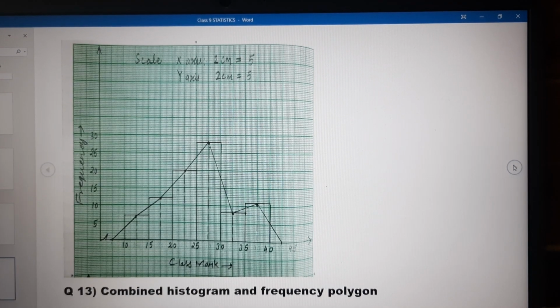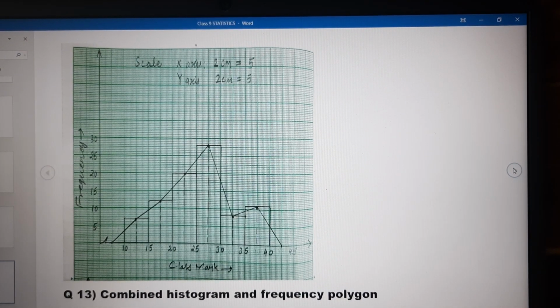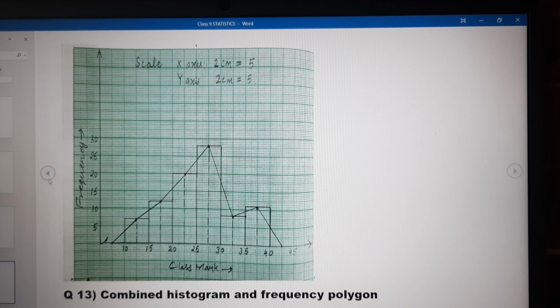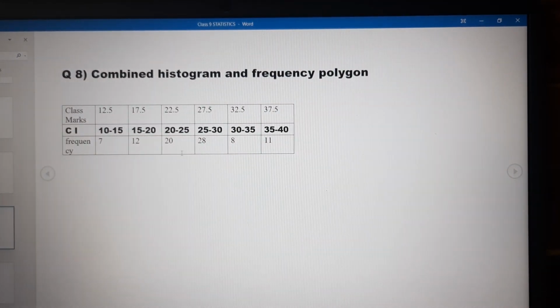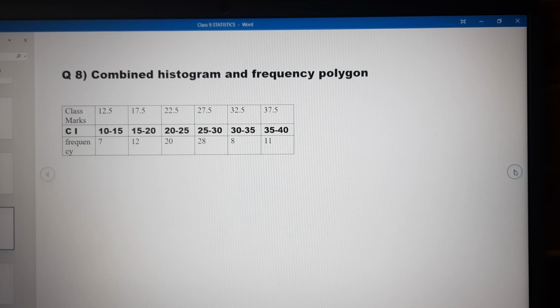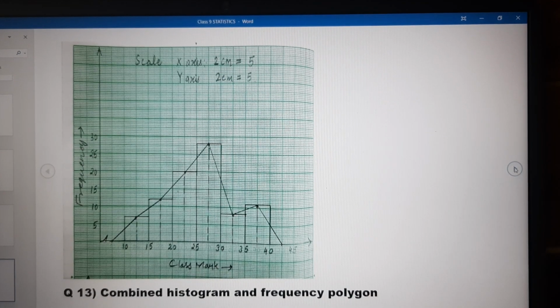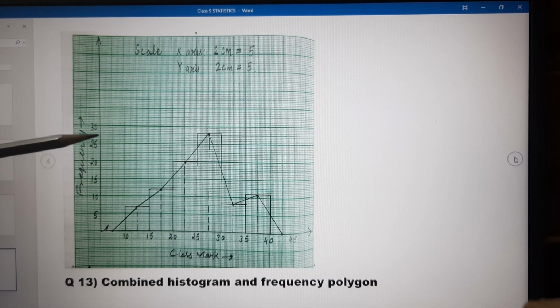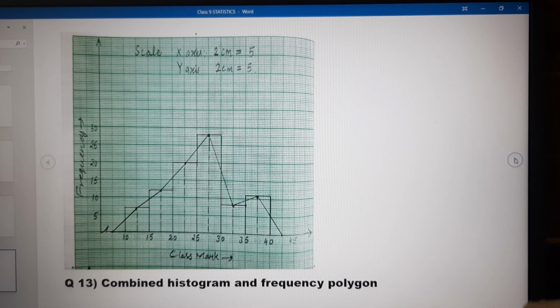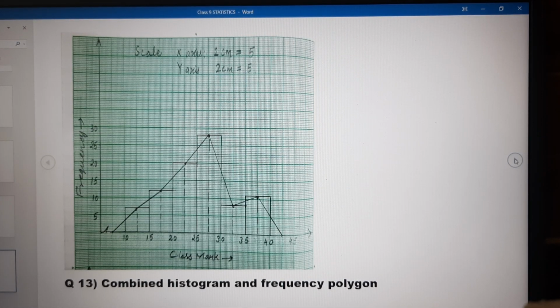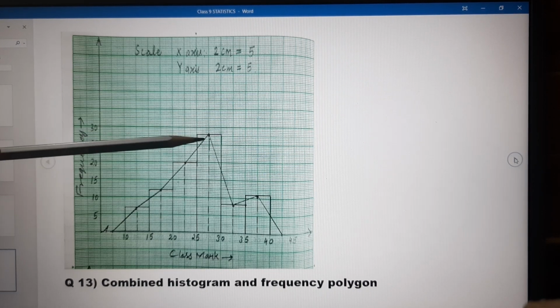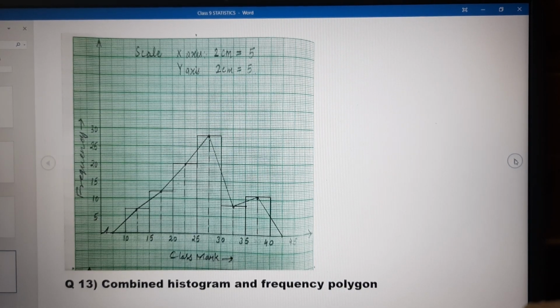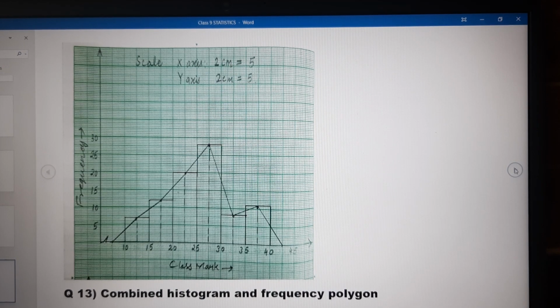Okay, then we have 20. Then we have 28. Fine, then we have 28. 28 is 2 less than 30. 2 less than 30, 2 units means 4 small blocks. So 4 small blocks below 30. Are you getting it? Likewise, we have drawn the histogram.